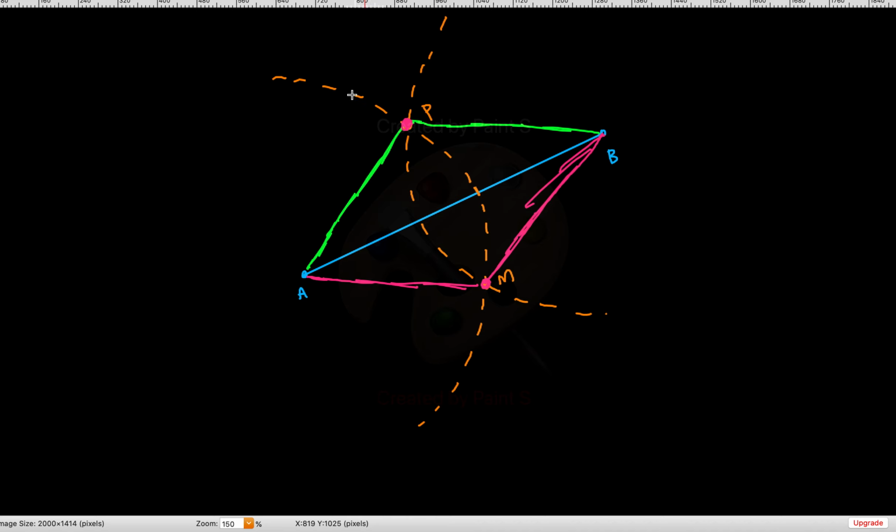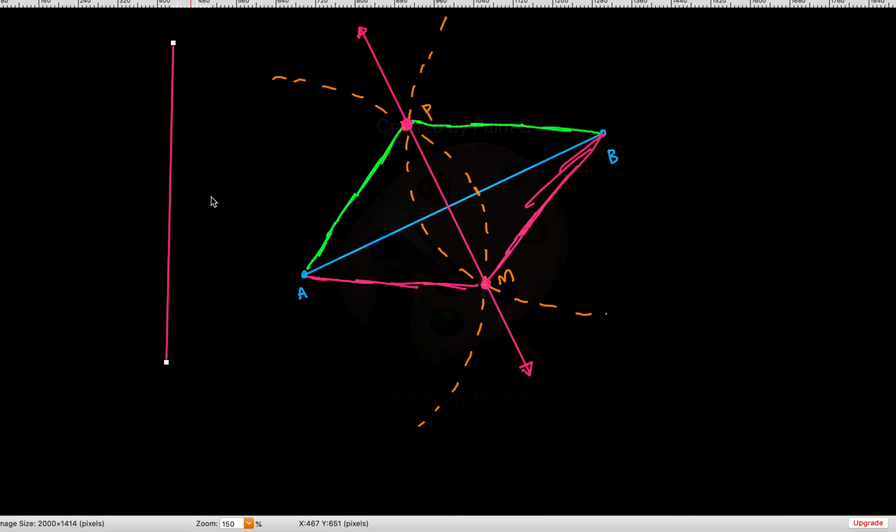Therefore, P and M both lie on the perpendicular bisector. And that means that the line joining P and M is the perpendicular bisector. So you draw that line, PM, and this line, PM, is the perpendicular bisector. Now I'm just going to prove it real quick.